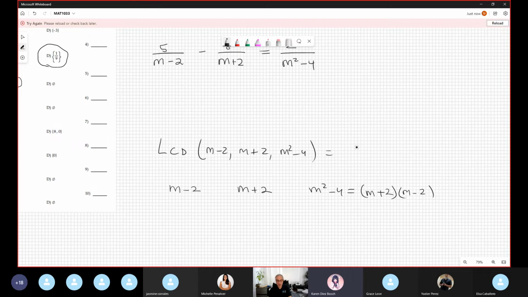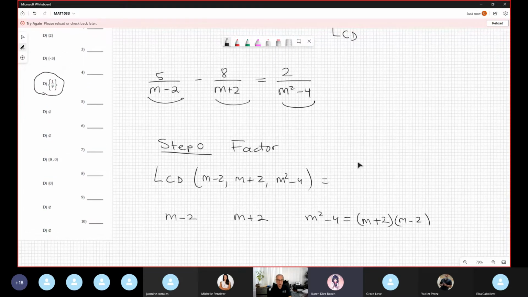Okay, so step 0, before the LCD, is factor. Factor who? Factor the expression in the denominator. In this example, the numerator is just numbers, but this does not necessarily always happen. So you factor out top and bottom? No, only on the bottom, the denominator, because my goal is the denominator. Okay, so now it's clear.